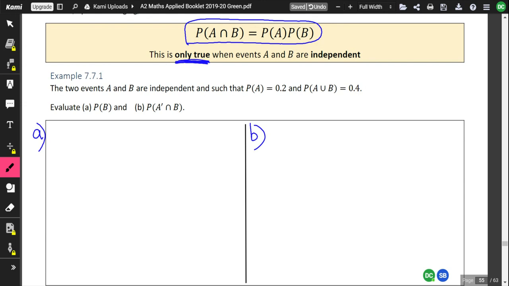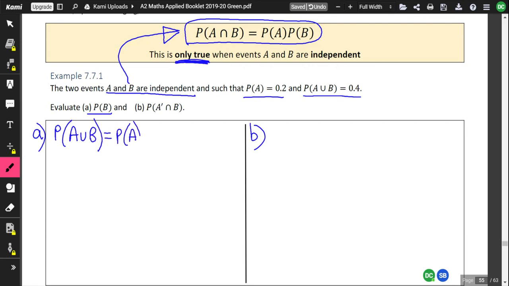So in part A of this example, we are told that A and B are independent, which means we can definitely use this formula. And we've been given the probability of A and the probability of A union B. Part A, the task is to work out the probability of B. So looking at what we know and what we're trying to find out, we've got A union B. We can do something with A intersect B, and it's B that we're trying to work out. So they all form the parts of the addition rule, which is in the formula book. So this rule here is in the Edexcel formula book.